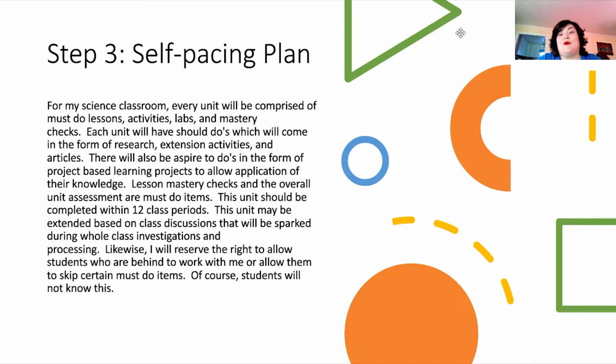Something that my kids were working on the week that I was out, some of them were working on their aspire to do. They were creating their own town using different forms of energy and how it was being converted and all of that good stuff. There were little mini lessons that went along with it. Not every kid did the project-based learning, and that's completely fine. That was more of an aspire to do, an extra credit kind of deal.